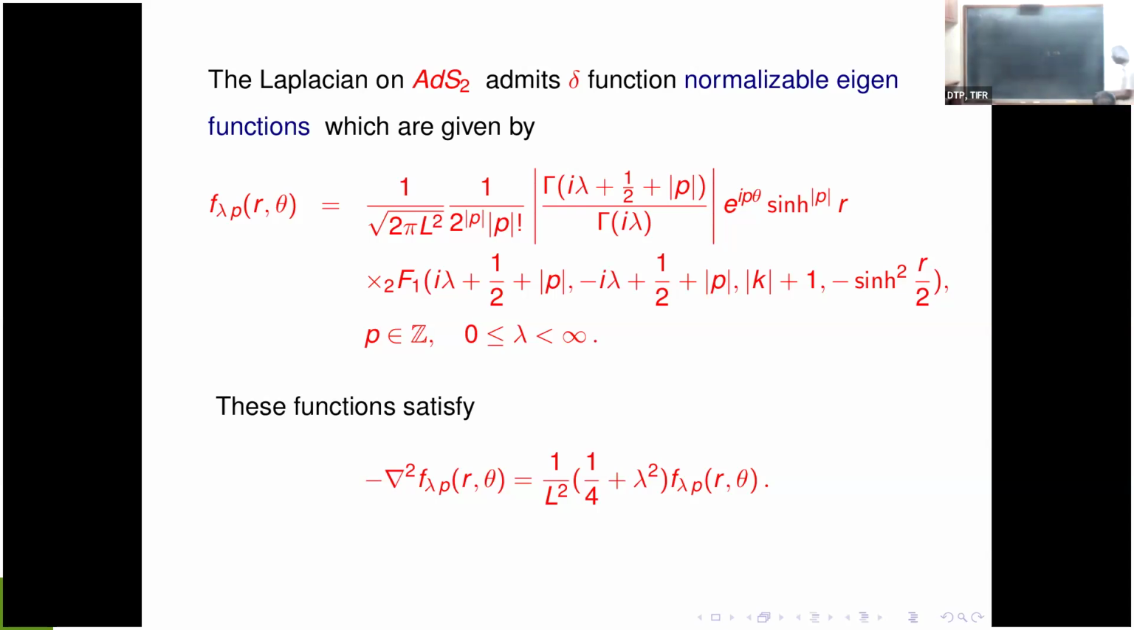Therefore, if you do integrals of this kind, d squared, meaning d theta, d r, root g, psi squared, these are normalized. Root g has a sinh because that's part of the metric. This grows, and this decay kills it. And that's why these are normalizable wave functions, and they satisfy the Laplacian equation and so on.